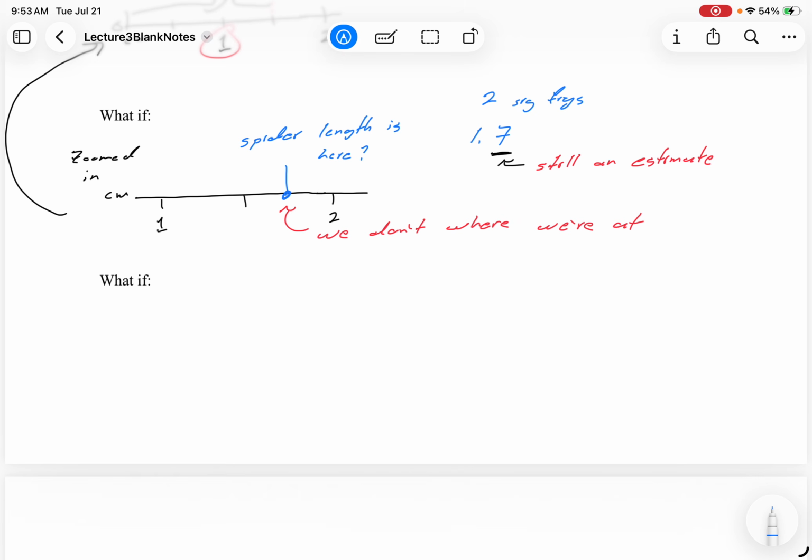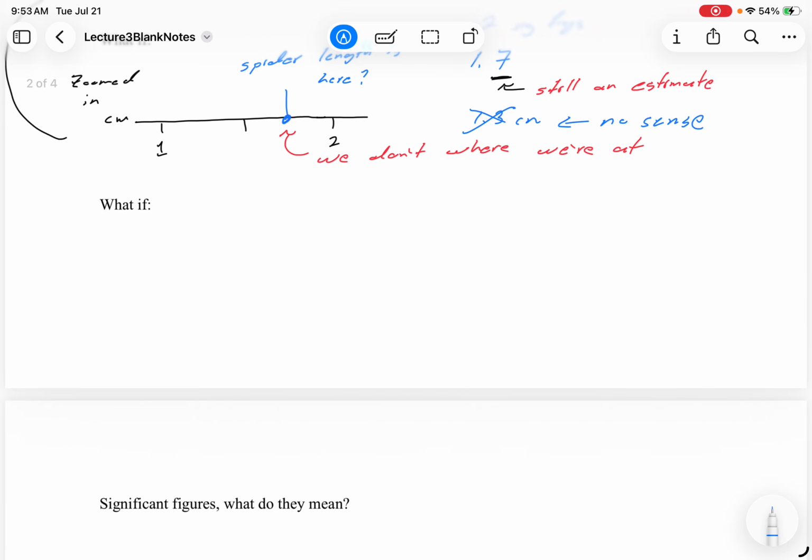It obviously wouldn't make any sense if you said, "Oh, the spider is 1.3 centimeters long." That's obviously common sense. That won't make any sense because we're obviously past the halfway point. So if you say 1.3, no, that doesn't make any sense. So just take into account that it did pass the 0.5.